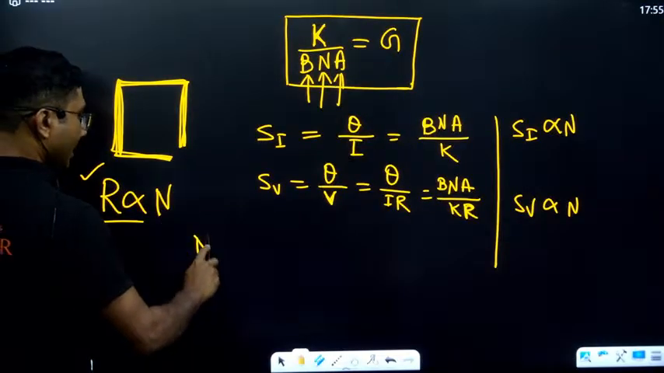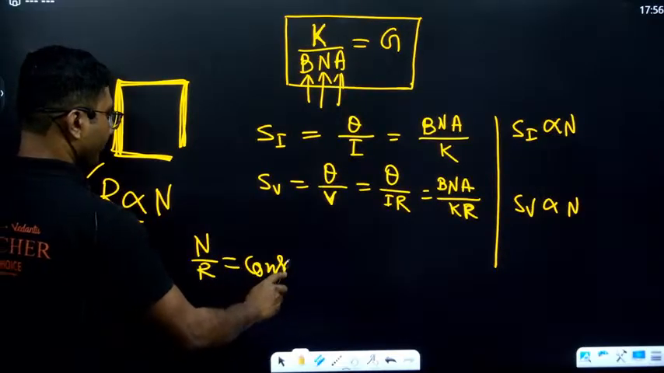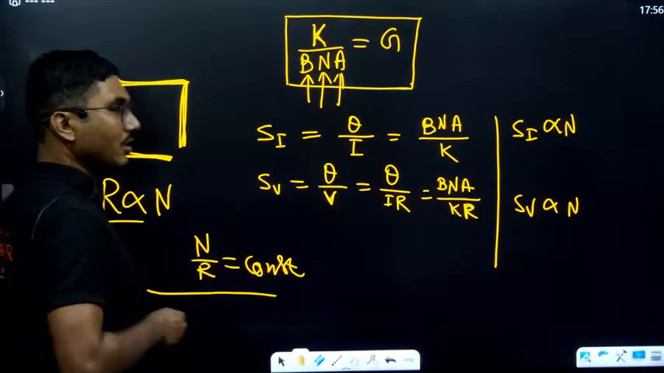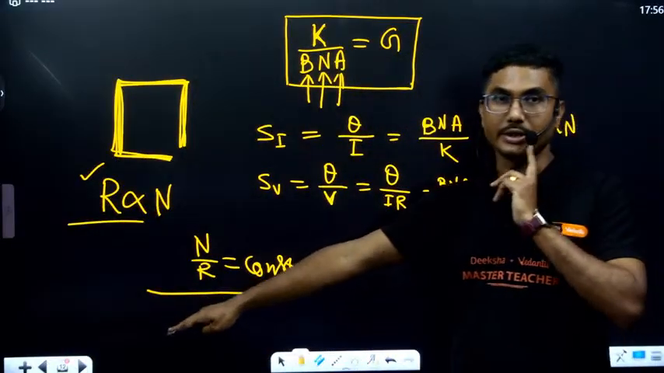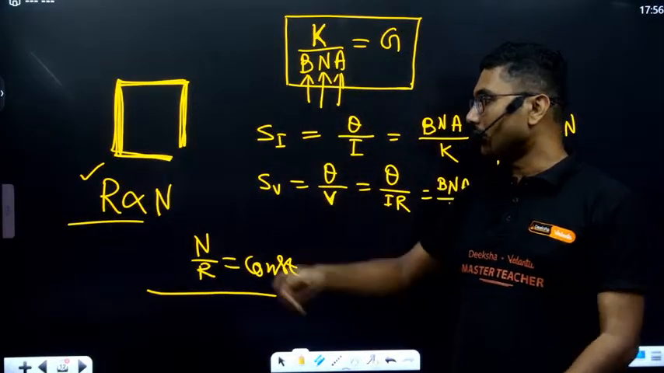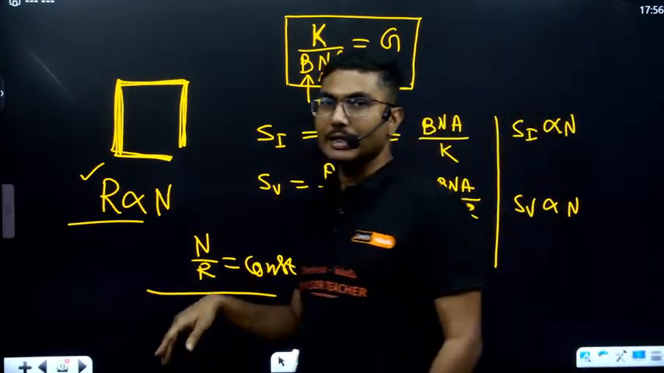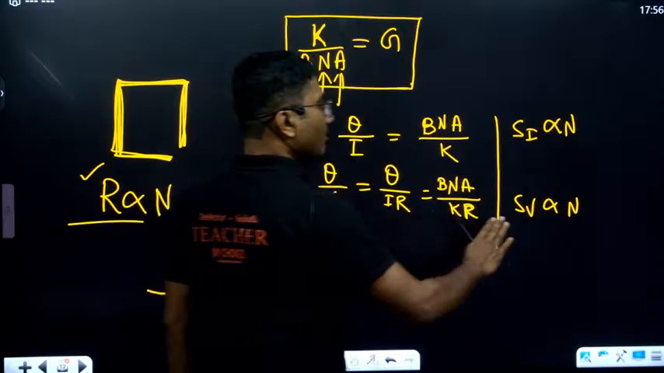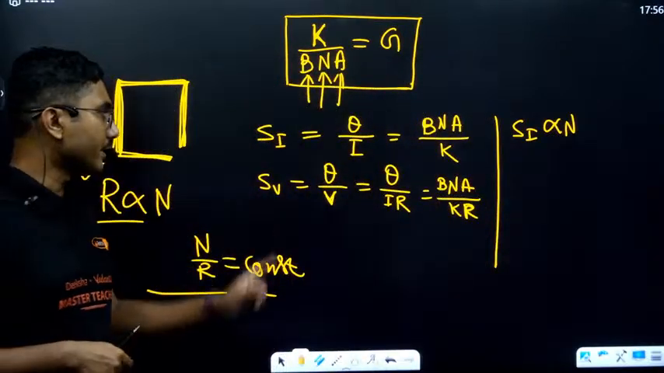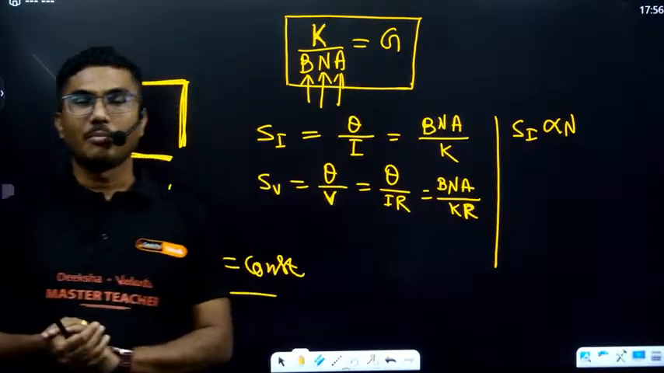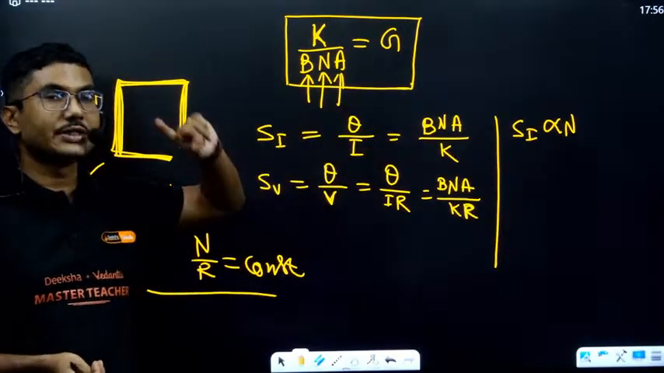So N by R is actually a constant term. If you increase the number of turns, the resistance of the wire also increases proportionally, because resistance is directly proportional to length. That means N by R is a constant. So voltage sensitivity is independent of the number of turns. Voltage sensitivity cannot be increased by increasing the number of turns. Current sensitivity can be increased, voltage sensitivity cannot be increased.